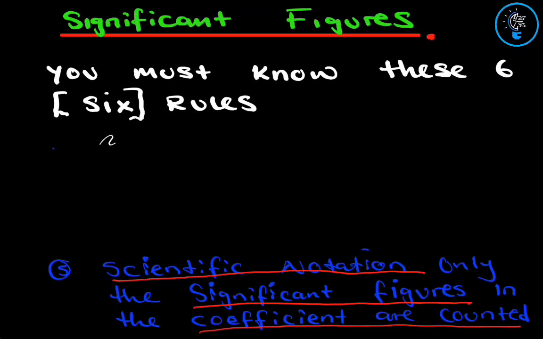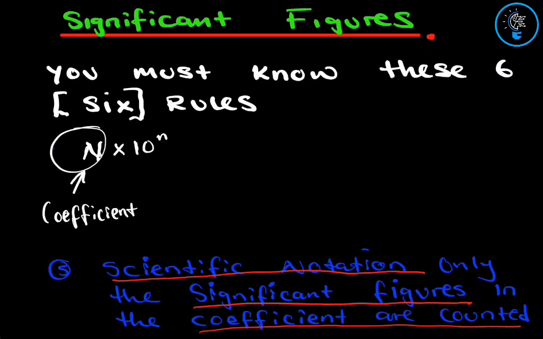Okay, here is an example of scientific notation. Actually, this is the general format. By the way, it's a capital letter N. This part is what we call the coefficient. So you only consider this number when counting the number of significant figures.